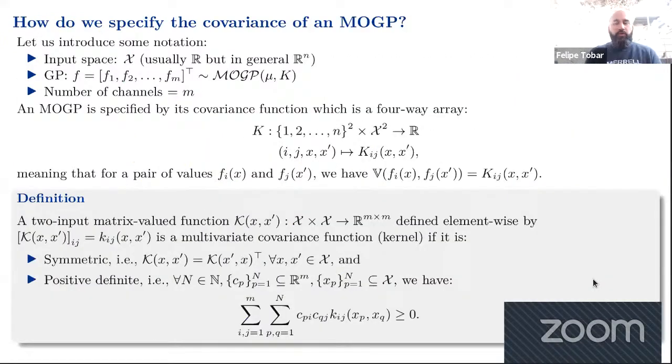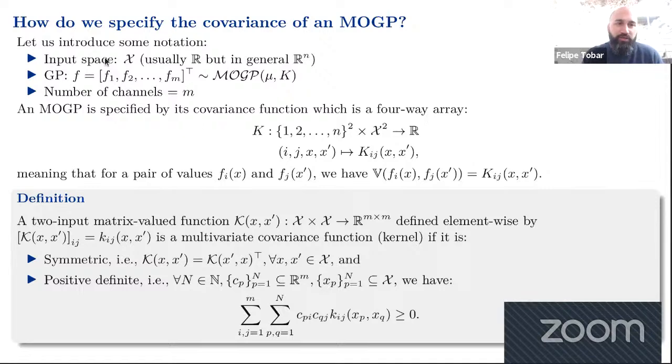So let's continue. Now, how do we specify the covariance of an MOGP? There are two ways of understanding it. So I am putting here two definitions to see which one is easier to understand for everyone, because maybe at the beginning we're talking about an infinite dimensional process, and then we marginalize, we get the gram matrix, right? But then the gram matrix is multi-channel, so sometimes one might be a little bit confused with the dimensions of the objects we are working with. So let's revisit this definition.